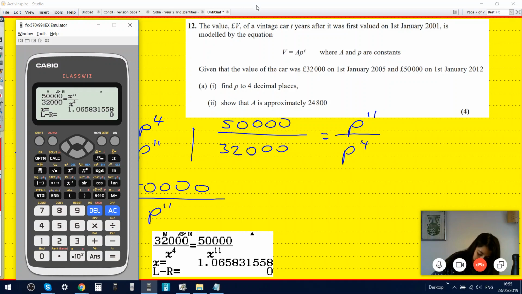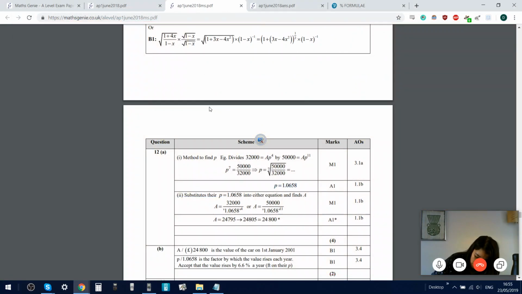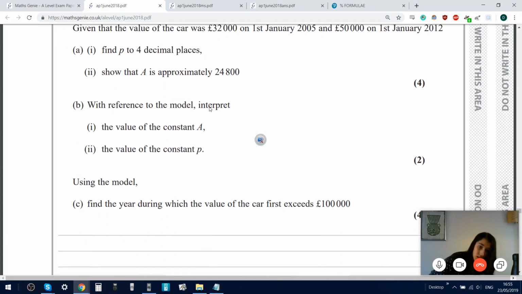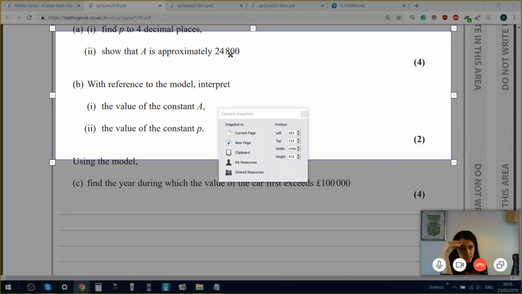Yay! Got it. Nice. 24,796.8, which rounds to 24,800. Okay, with reference to the model, interpret.